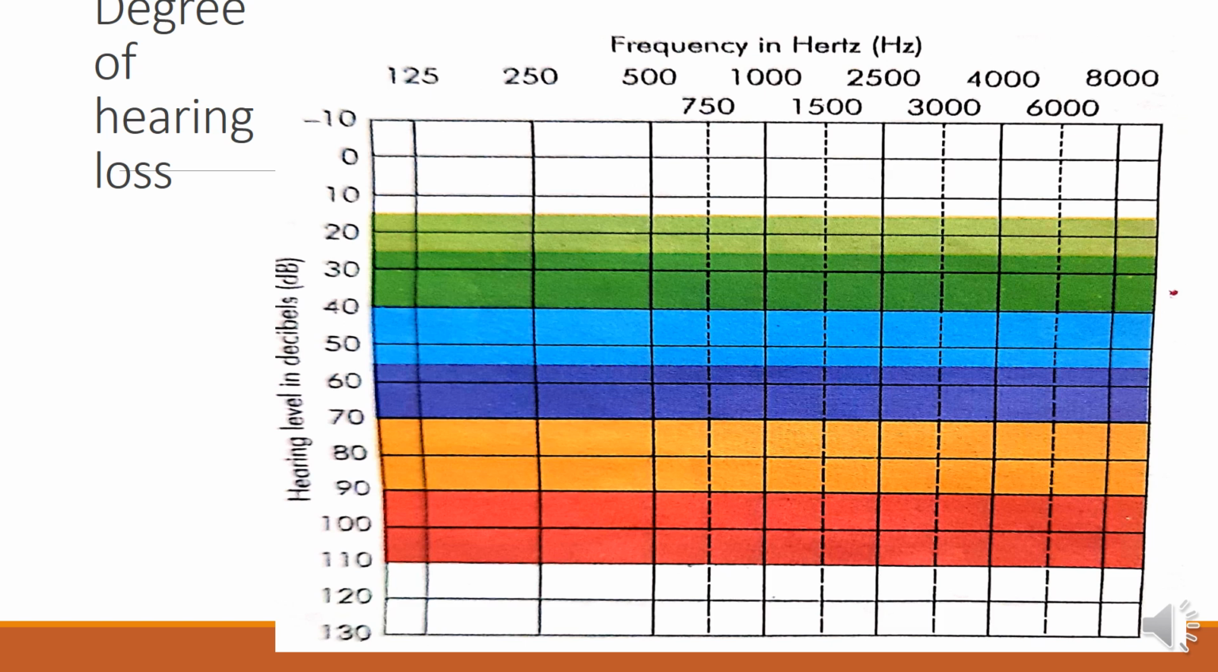40 to 55 decibels is moderate hearing loss. 55 to 70 decibels, this area, dark blue or purple, is called moderately severe hearing loss. 70 to 90 decibel hearing loss, this orange area, is called severe hearing loss. And hearing loss beyond 90 decibels is called profound hearing loss. So mild, moderate, moderately severe, severe, and profound hearing loss. An MCQ may come in your exam from this graph.